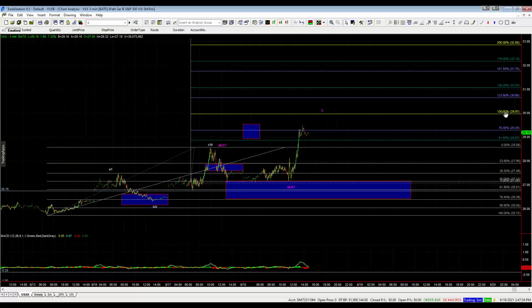So the 29.97 level is fairly important on the VXX. If we can hold that level and push lower, that would indicate that we may have topped at a C wave there.